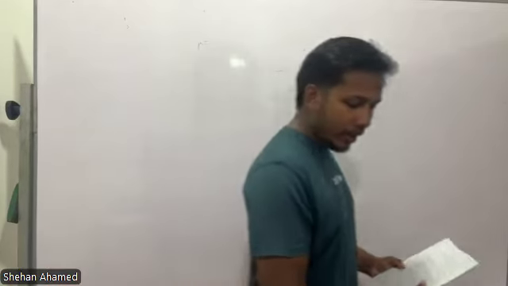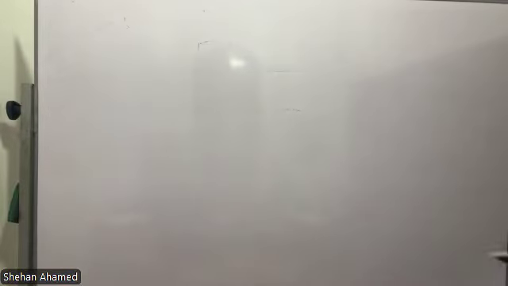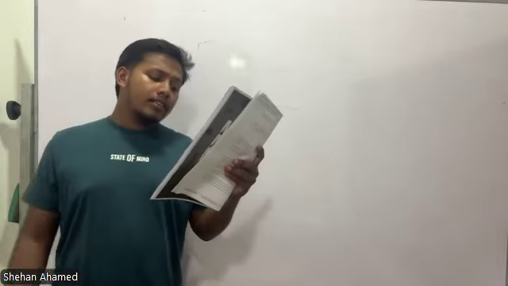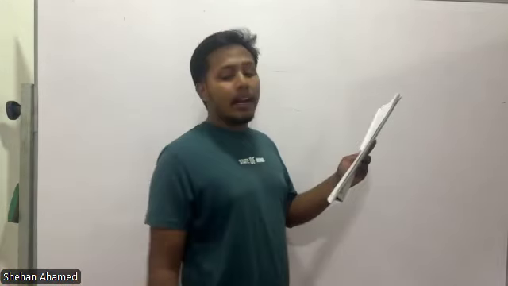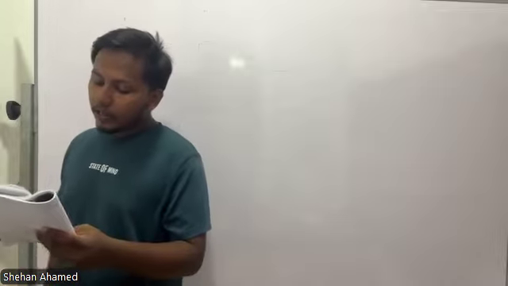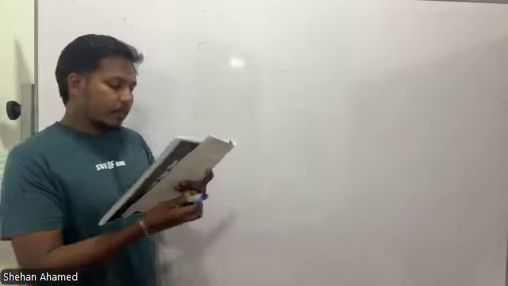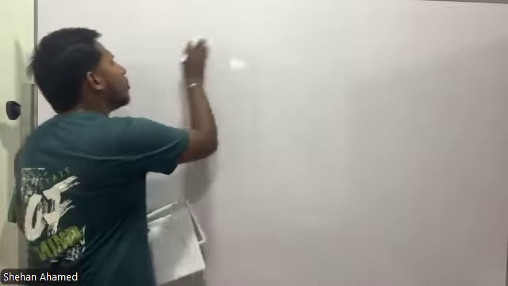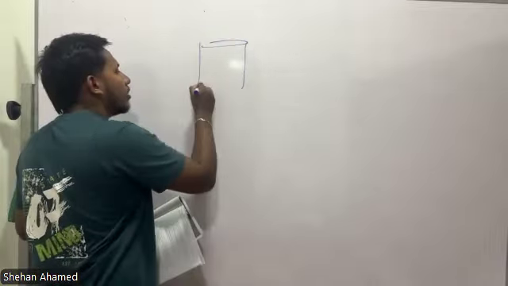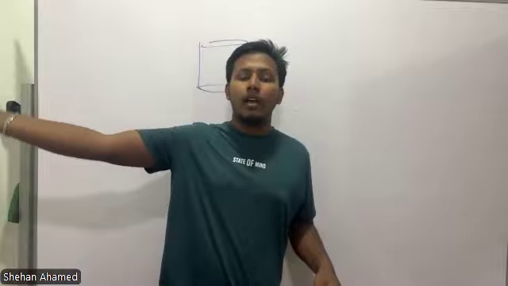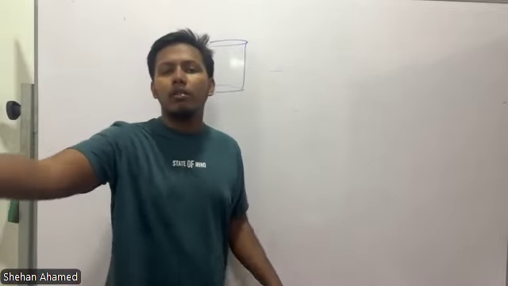Right. Question number 20. We're going to move to question number 20. The height of a right circular cylinder is twice its base radius and its volume is 2156 centimeter cube. Find the base radius of this cylinder. Now, this is a question regarding a cylinder. So what am I going to do? I'm going to draw a cylinder. If it's a question related to a prism, draw a prism. If it's related to a cone, draw a cone.